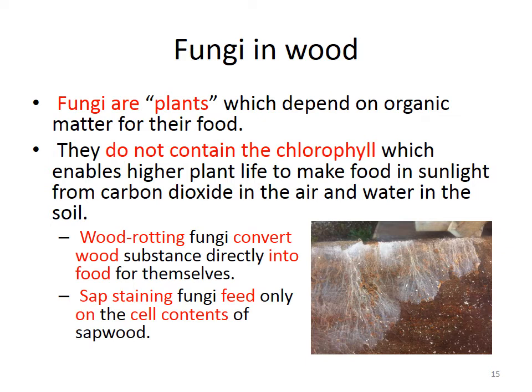Fungi in wood. Fungi are plants which depend on organic matter for their food. They do not contain the chlorophyll which enables higher plant life to make food in sunlight from carbon dioxide in the air and water in the soil. Wood rotting fungi convert wood substance directly into food for themselves. So they eat up the timber. Sap staining fungi feed only on the cell contents of sapwood.